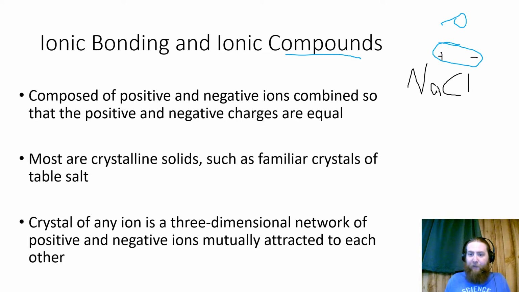Most ionic bonds will form crystalline solids, such as the crystals of table salt, which are made out of ionic bonds. If you get down really, really small, and I have a picture coming up, you can see those tiny little crystal structures. A crystal of any ion or ionic compound is going to be this three-dimensional network of positive and negative ions that are mutually attracted to each other, with the pluses and negatives equaling out to zero. The next chapter is all about that. We're going to be balancing chemical equations and doing all kinds of good stuff there.